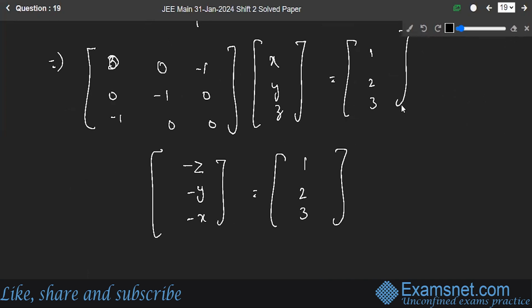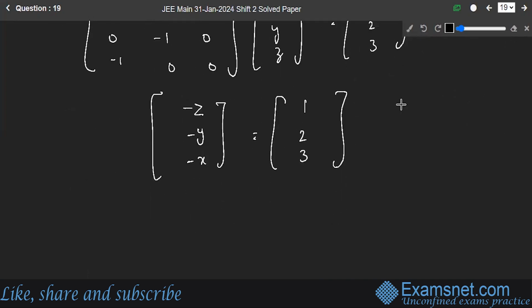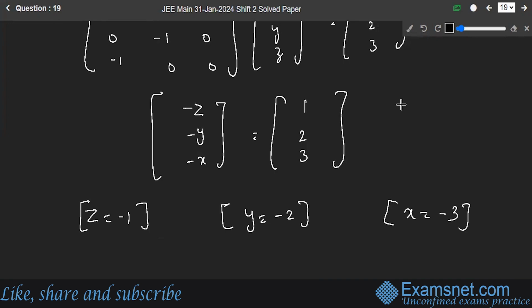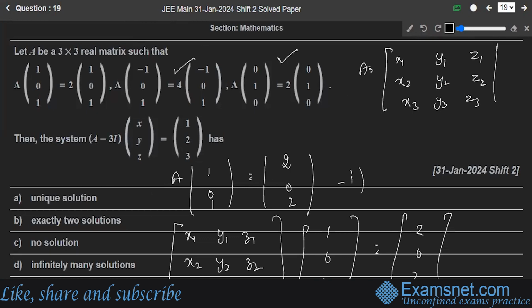This gives you z is equal to -1, y is equal to -2, and x is equal to -3. So this is the answer to the question. That means it is having a unique solution. Option A. Hope you're clear with this. Let's move to the next question.